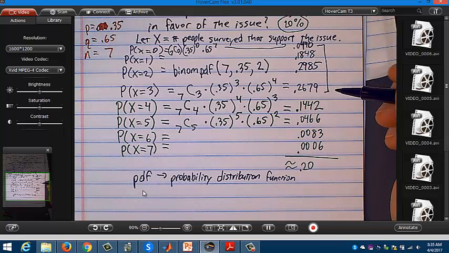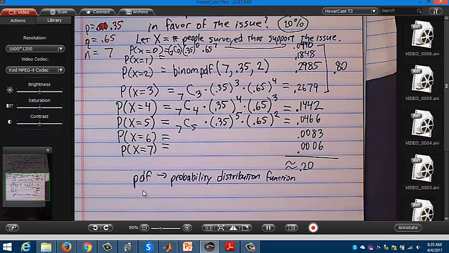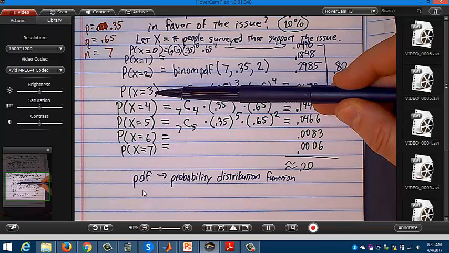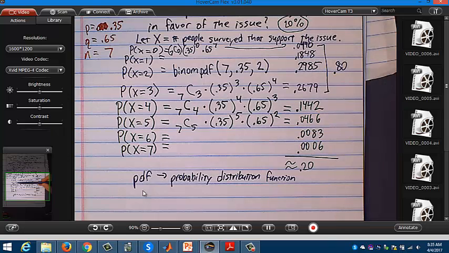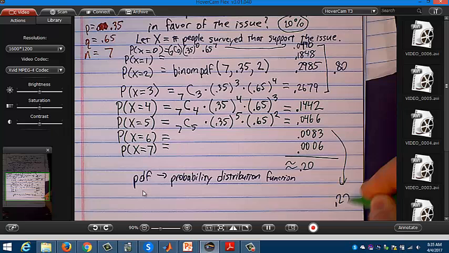What did you get? You got 80%. If you got 80%, then how do you answer the question? What's the probability of getting a majority? Well, if there's an 80% chance that you're going to be between 0 and 3, then there's a 20% chance, and so the answer to our question, just like we worked out yesterday, is 20%.